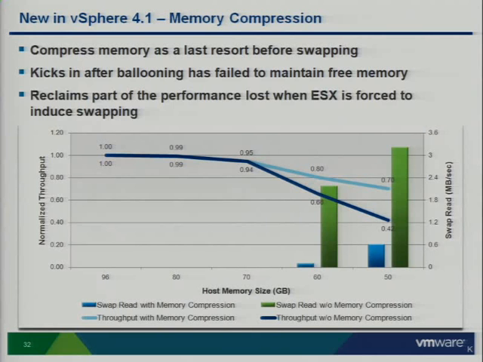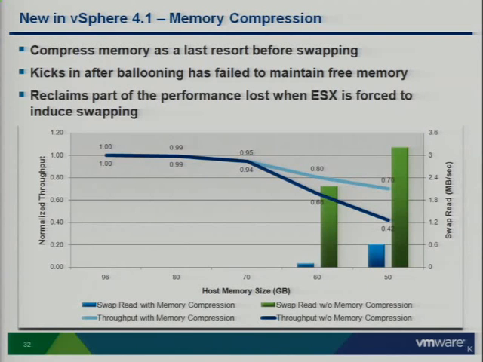So we'll try saving memory using transparent page sharing. We'll try reclaiming memory using ballooning. And if even after that we have a shortfall on the system and we need more memory back from our VMs, then if memory compression is enabled, we'll try to use this to reclaim memory. And what does that do?